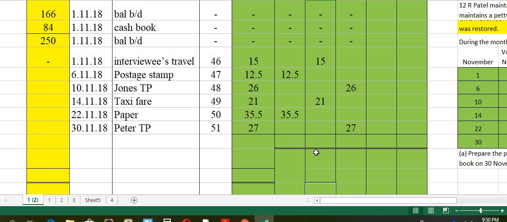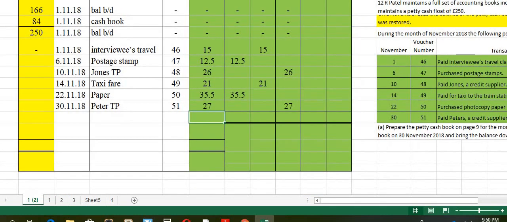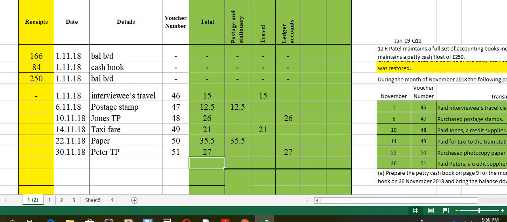Now you have to be very careful. Follow the steps carefully. Take the total of the total column, followed by find the total of each individual analysis column. The total of the total column and the total of the analysis columns should give the same answer. Now, let's see how to do the balancing.